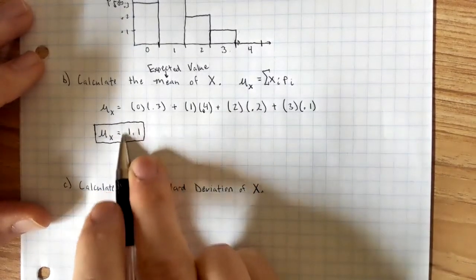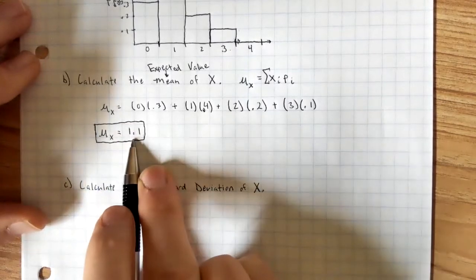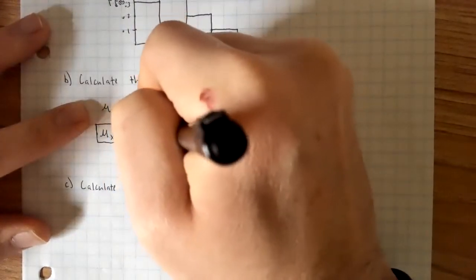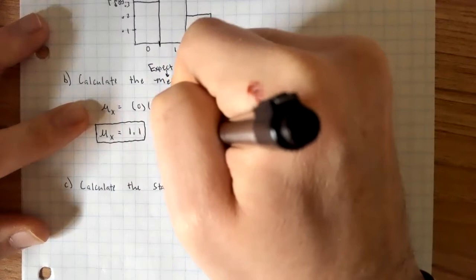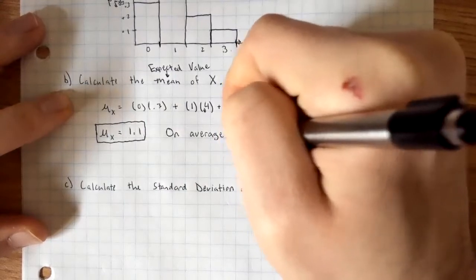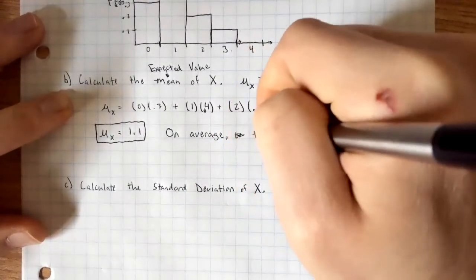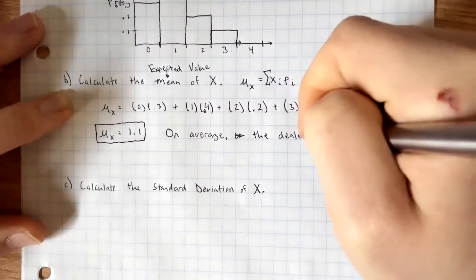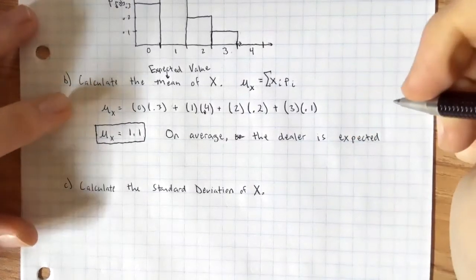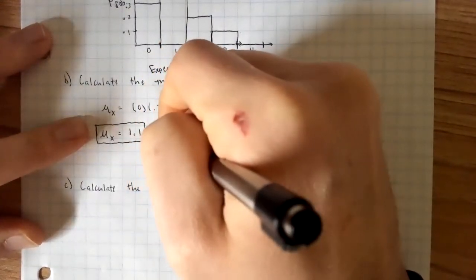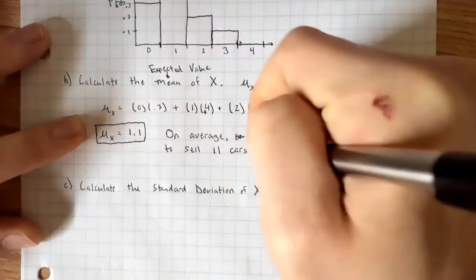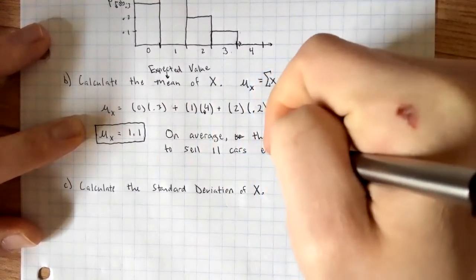That value is kind of hard to interpret as it is. One thing you can do to make it easier to comprehend is to say that on average, the dealer is expected to sell 11 cars every 10 Fridays.